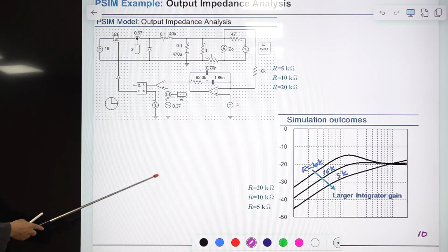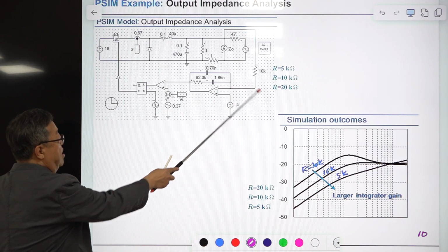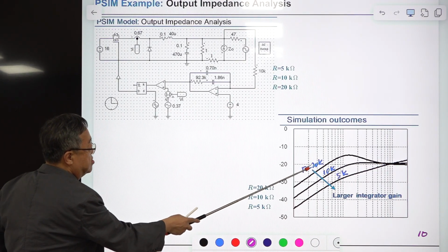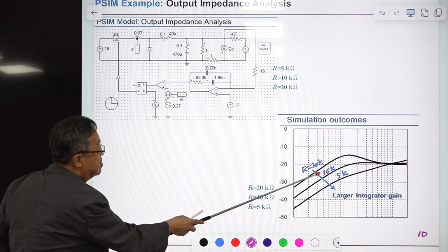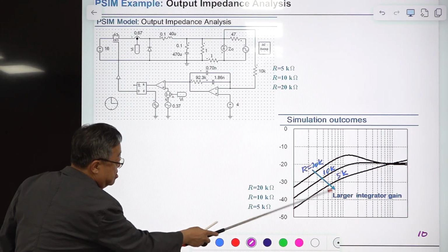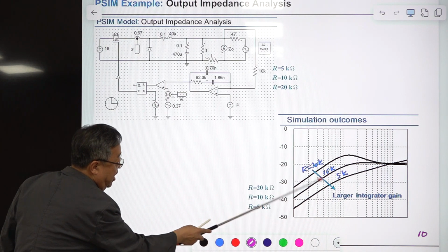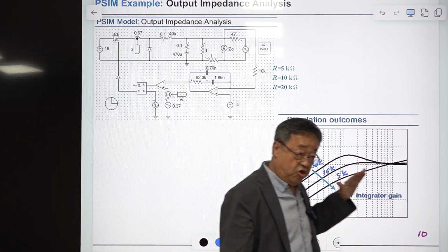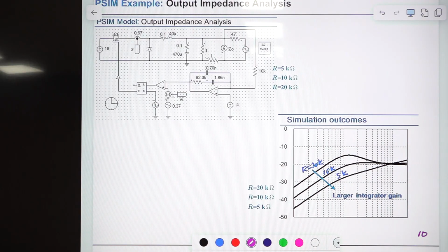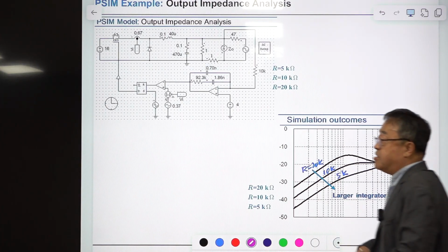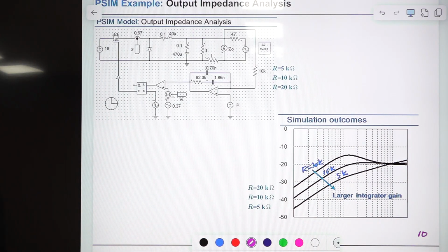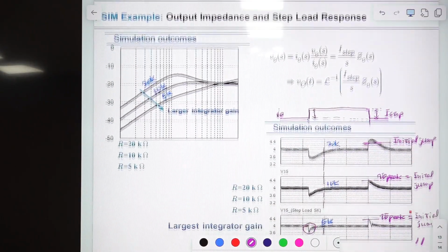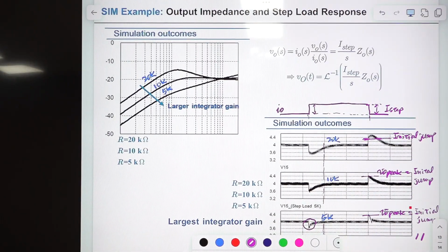I repeated this part, okay? So with different R's, this is the output impedance for the case of R of 20K, 10K, 5K, this becomes larger. It has larger integrated gain, and the shape of this output impedance is changing, okay? Which one is best will be explained in the next slide and in the next lecture. This is actually the introduction of next lecture.